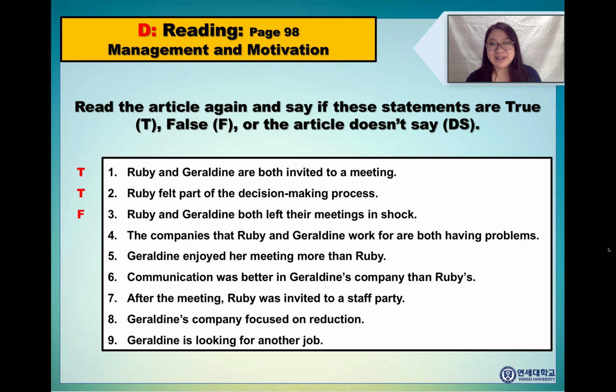Number 4. The companies are both having problems. That's true. 5. Geraldine enjoyed her meeting more than Ruby. Absolutely not. It was a terrible meeting. 6. Communication was better in Geraldine's company than Ruby's. That is a lie. 7. After the meeting, Ruby was invited to a staff party.